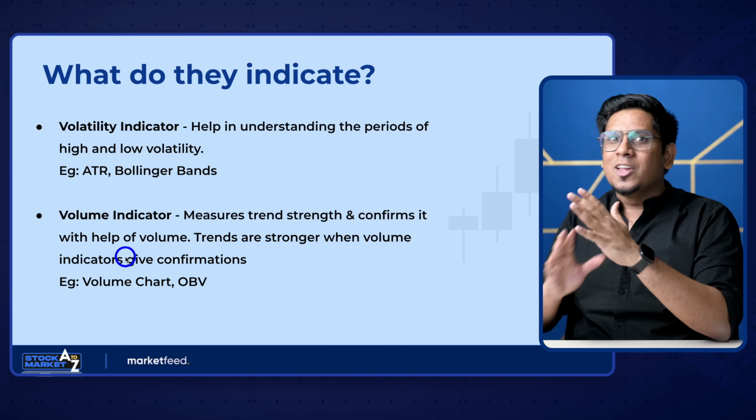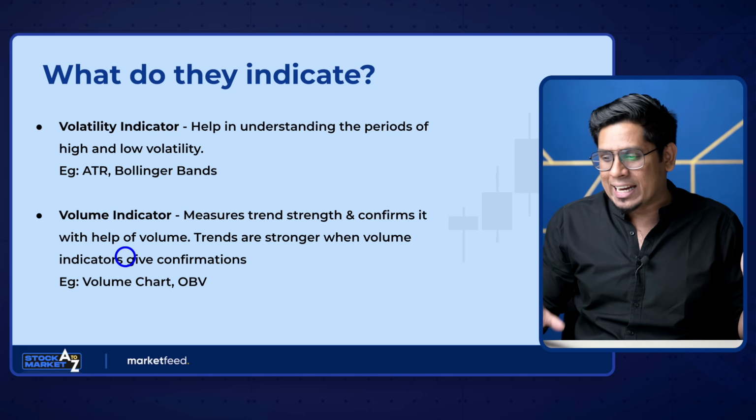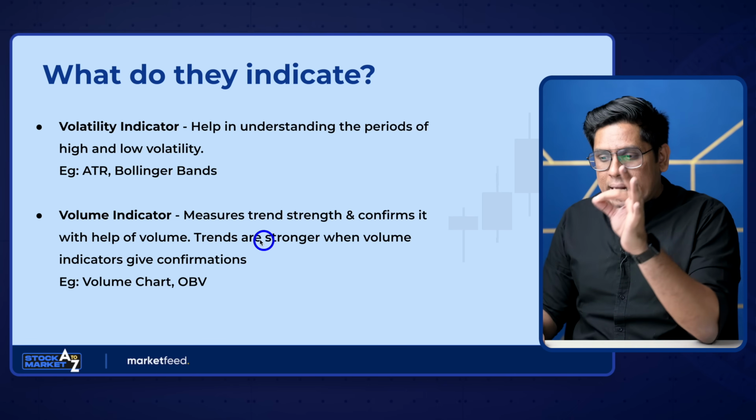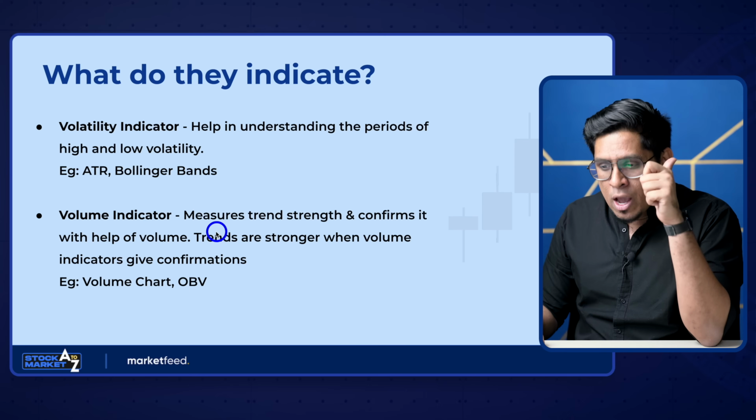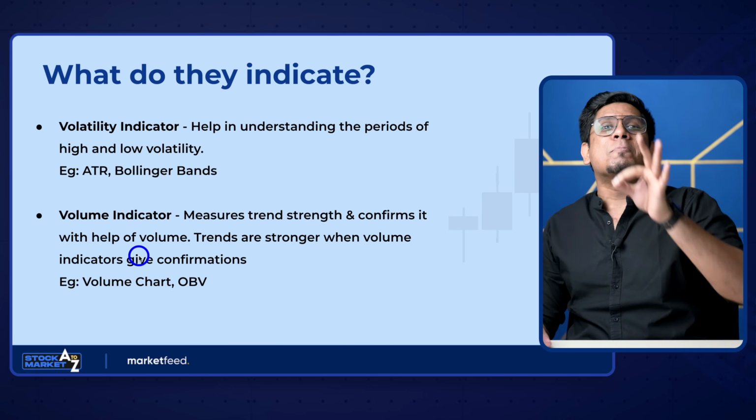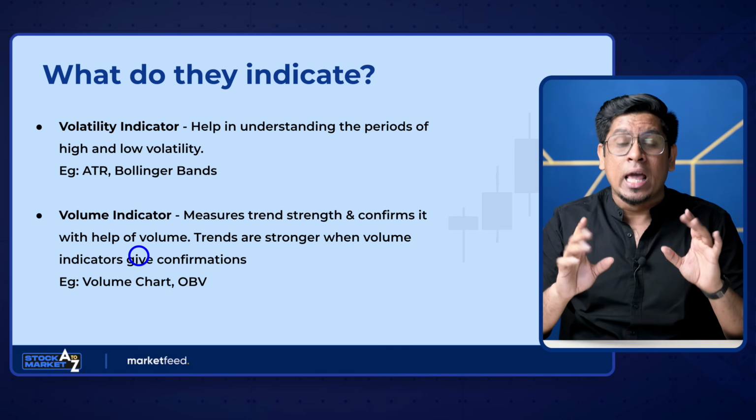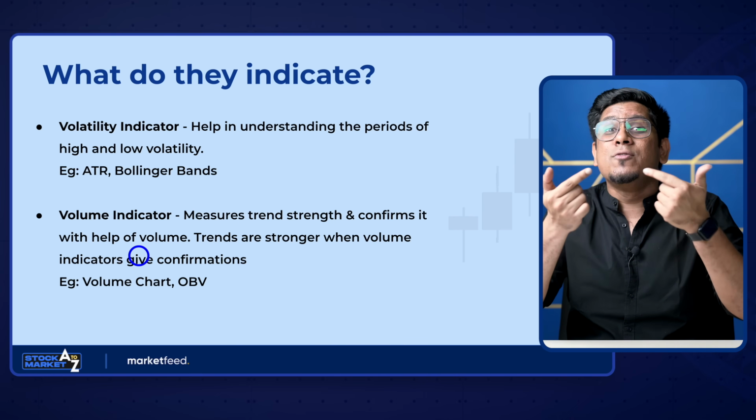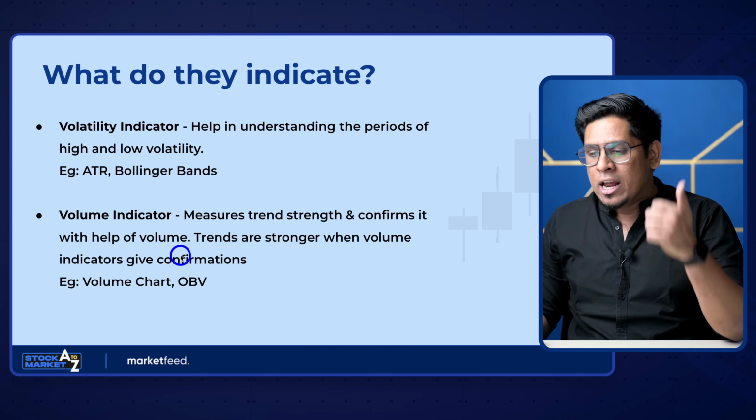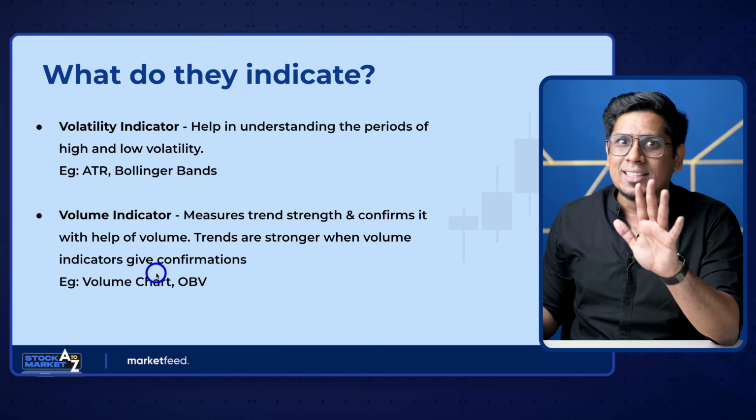And finally, coming to the last type of technical indicator that we are learning today is volume indicator. Volume indicator is something that we have learned already and we know a lot about, but reading this will give you even more clarity. Volume indicator measures trend strength and confirms it with the help of volume. It basically gives you the volume in the current time period. Looking at that confirms the trend and can also tell you about the strength of the trend, right? Trends are stronger when volume indicators give confirmation. We've already learned this in price action, I know.